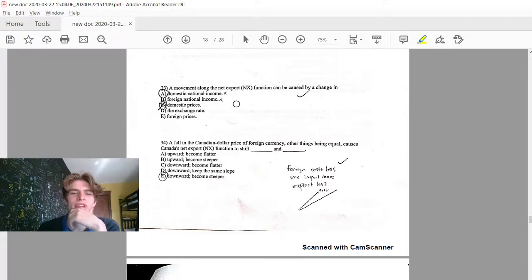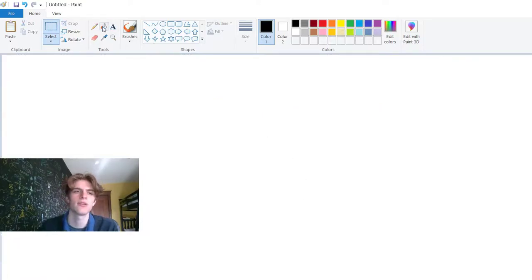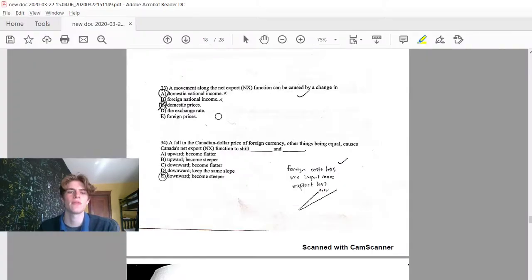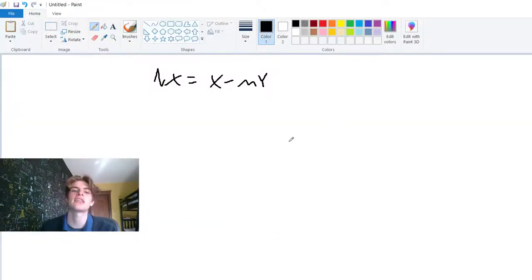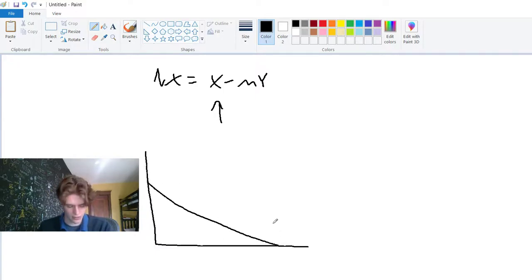A movement along the net export function can be caused by a change in... So, net export function. X minus mY. So a movement along. What that means is that we're not seeing a shift of it. So if we change exports, then we're seeing a shift. However, because the NX function is dependent, this is what it looks like, by the way, I think. Yeah, because it's a constant variable, this is X, and then it goes down for mY. So how are we going to see a shift in this?